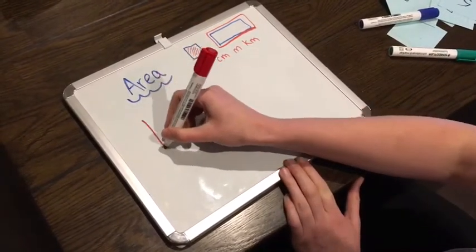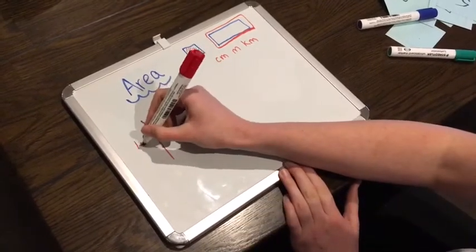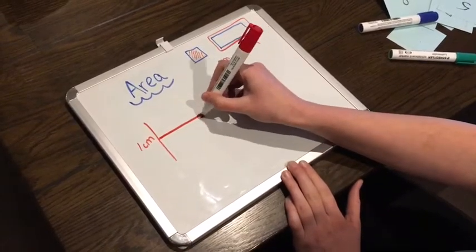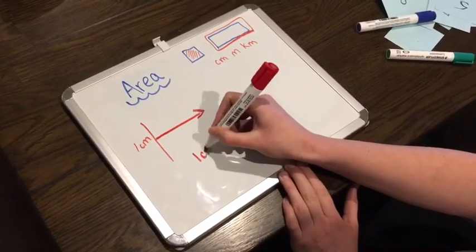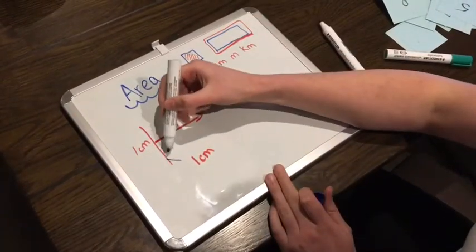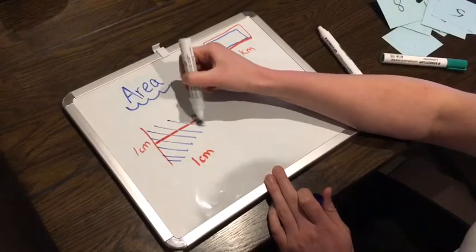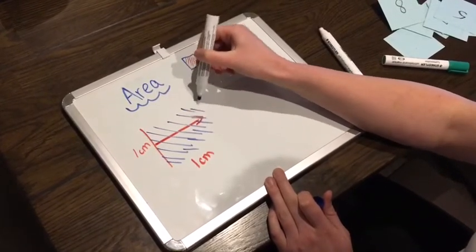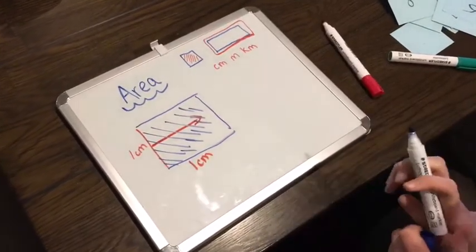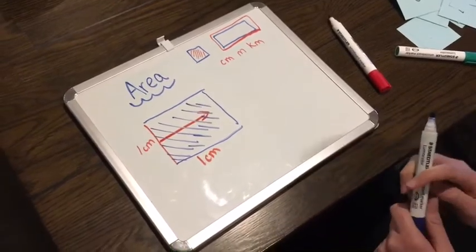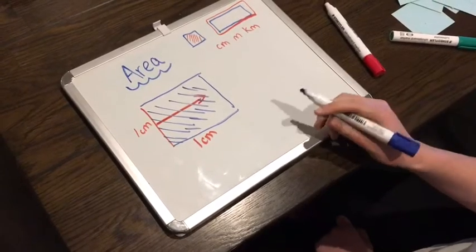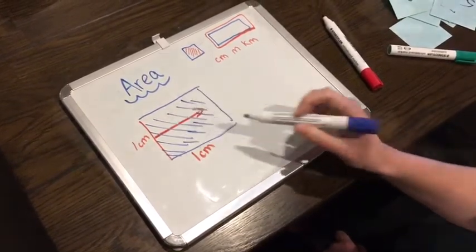Say we have a 1 centimetre line and we move that line 1 centimetre. But as we move our line across, it fills in all of the area behind it. So now, what shape do we have there? A square? That's correct. So all of the shaded part inside of the square is what we call the area.